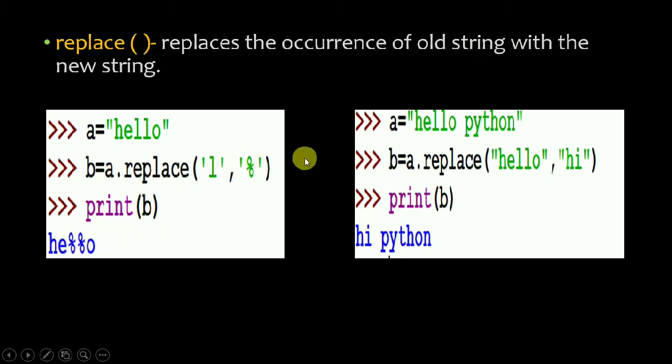Clear? One more example. A equals hello Python. Earlier we took only one word as a string, here we have taken two words. So we can replace a particular word also. Before, what we replaced was a single character. If we want to replace a particular word, then we have to write like this: B equals A dot replace. What is A? Hello Python. So replace hello with hi. Hello is the old string and hi is the new string. So instead of hello, what will come? Hi, and Python will come as it is.